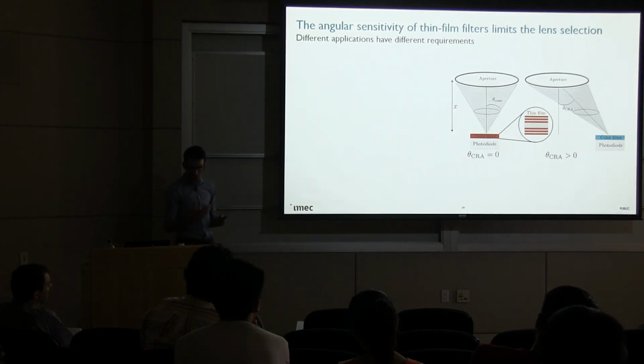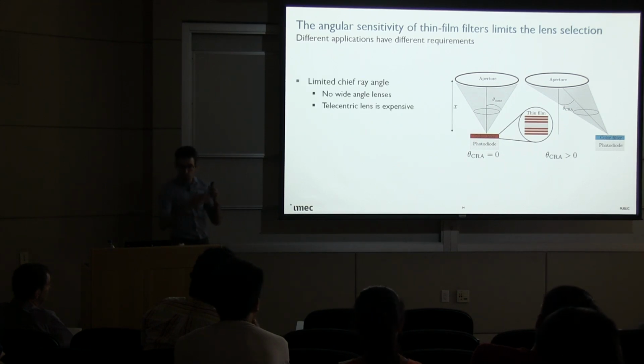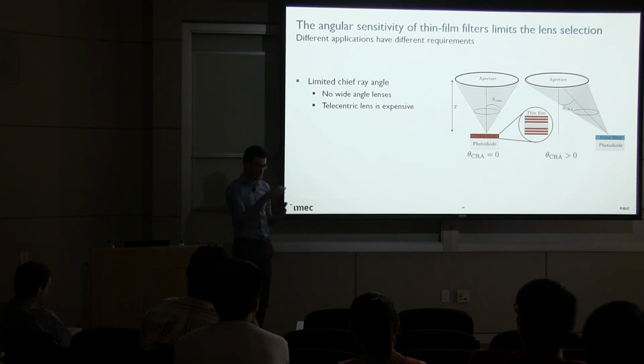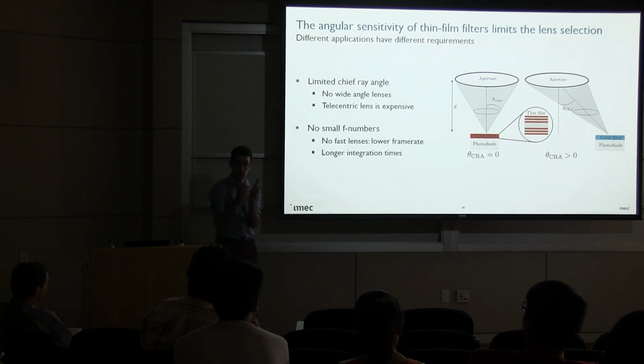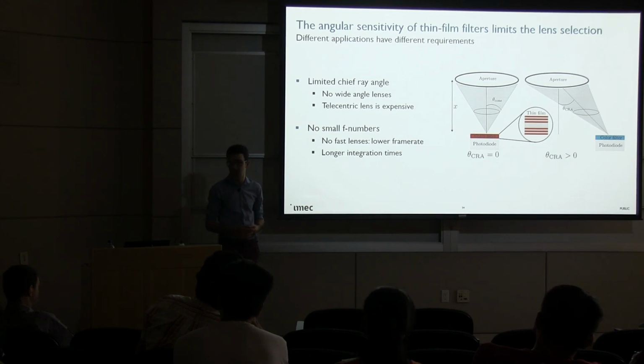And so in practice, what this means is that you are limited in what lenses or cameras you can design with these kinds of filters. Because if you want to use wide angle lenses, they often have large chief ray angles. And of course you can go to telecentric lenses, but they are often more expensive than the equal focal length ones, so you'll run into trouble there. Second, you also cannot use very large apertures, like low f numbers, which is important in applications where you have low light and require very fast integration times. So then you run into trouble. These are limitations on what cameras you can design and what applications you can use.